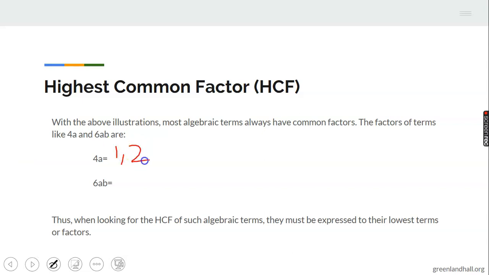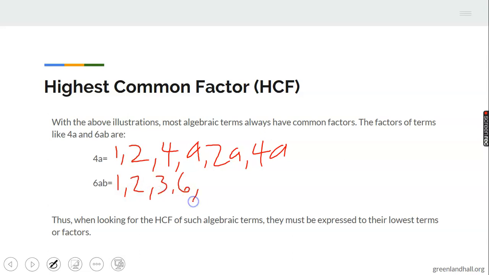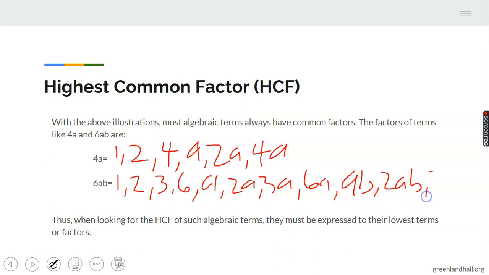We have 1, 2, 4, a, 2a, and 4a. The factors of 6ab. We have 1, we have 2, we have 3, we have 6, we have a, we have 2a, we have 3a, we have 6a, we have ab, we have 2ab, we have 3ab, and we have 6ab.